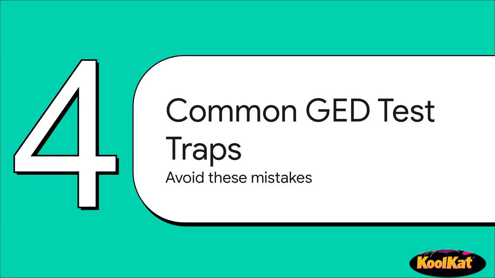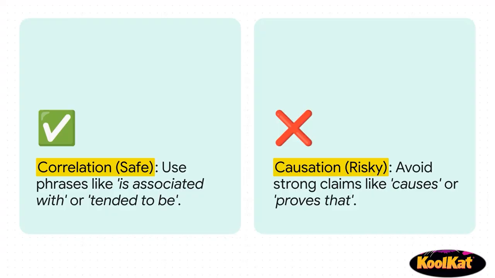So before we jump into some practice, let's get inside the minds of the people who make the test. They love to set a few common traps when it comes to scatterplots. If we know what they are ahead of time, we'll never fall for them. This is the big one. Everybody say it with me. Correlation is not causation. Just because two things happen together doesn't mean one is making the other happen.